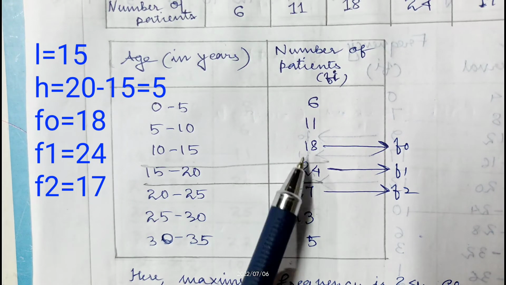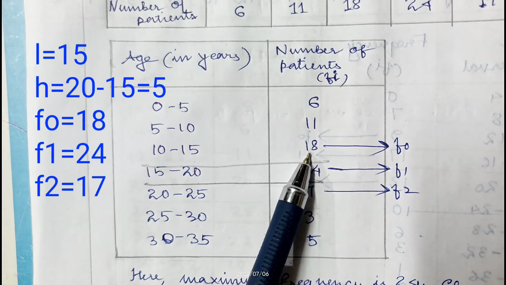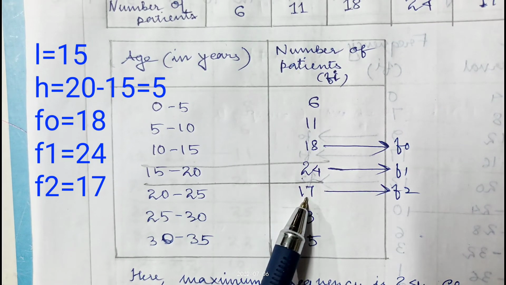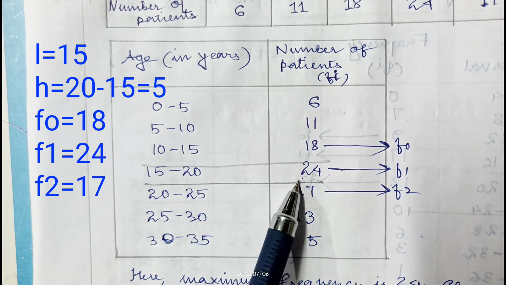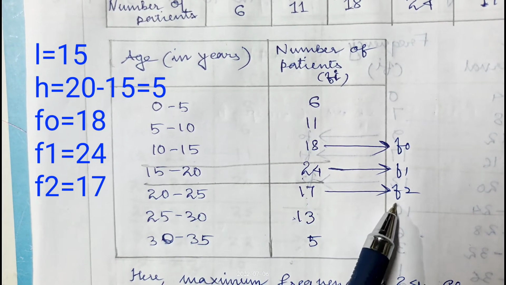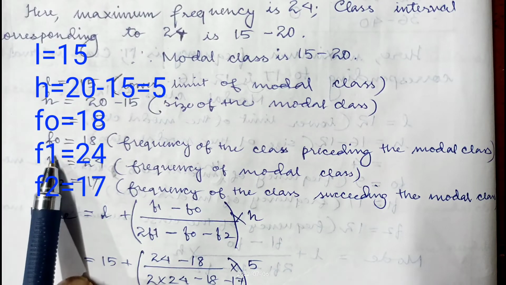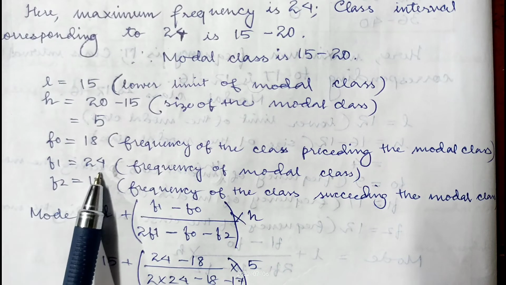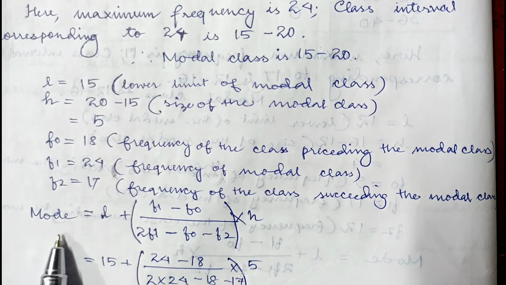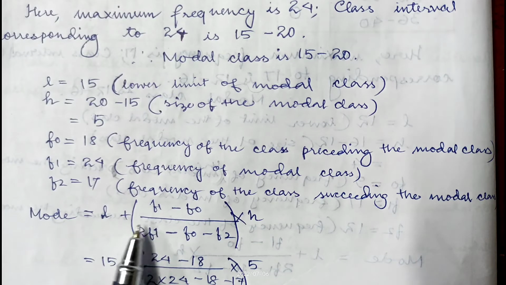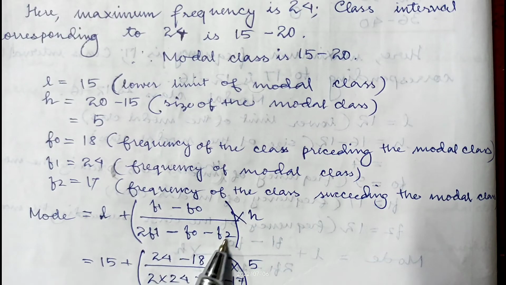Frequency of the class preceding the modal class, which is represented by F0, it will be 18. And frequency of the succeeding class, this is the modal class, so this is the succeeding class. Here frequency is 17, which is represented by F2. So we got L is 15, H is 5, F0 18, F1 24 and F2 17. Now using these values we can calculate mode, as the formula of mode is L plus (F1 minus F0) by (2F1 minus F0 minus F2) into H.